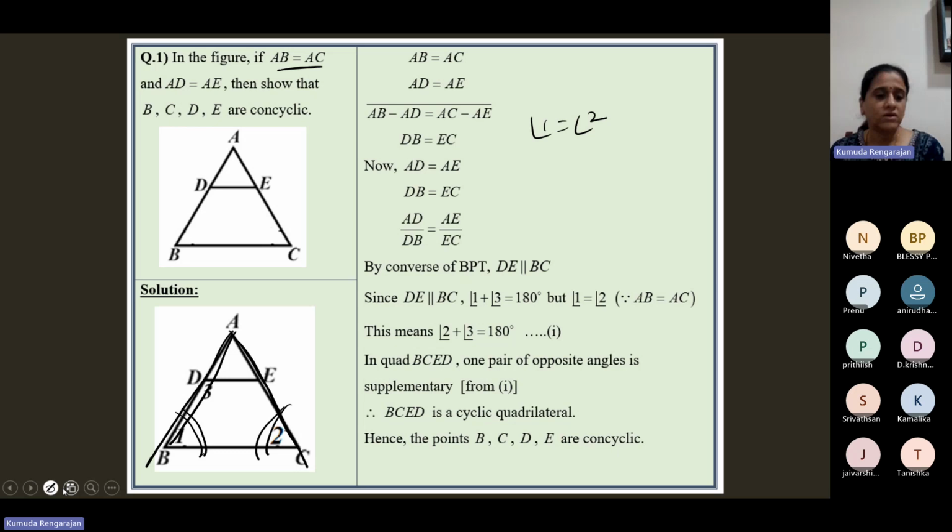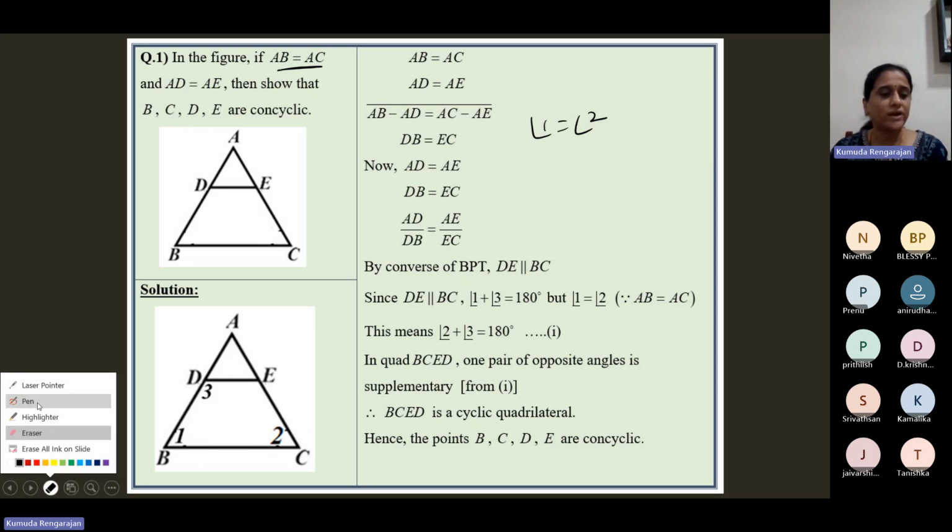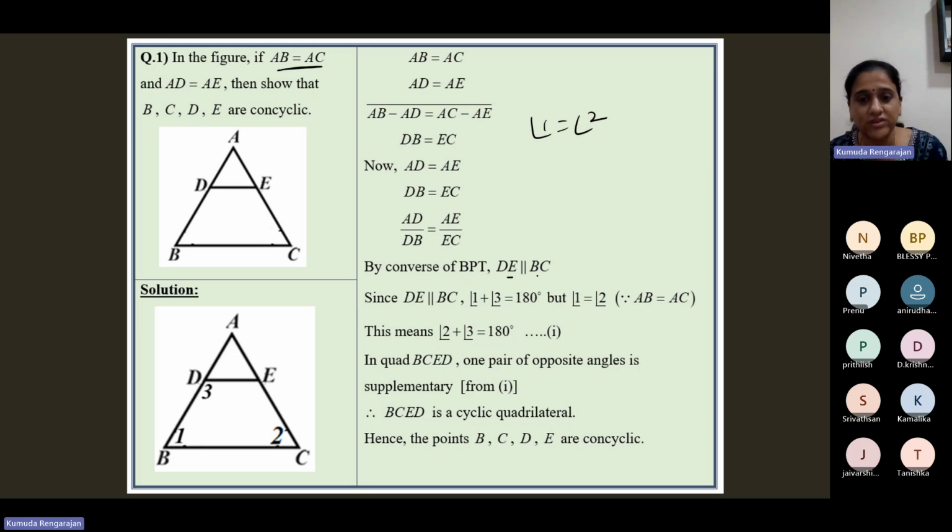Now, angle 1 plus angle 3 is 180 because they are co-interior angles. That's why we proved that the lines are parallel. Why did we prove DE is parallel to BC? Because we want to write angle 1 plus angle 3 is equal to 180. We want to get 180 from somewhere, because how do you prove that 4 points are concyclic? Opposite angles are supplementary. So you want 180 degrees from somewhere. That's why we proved DE is parallel to BC.